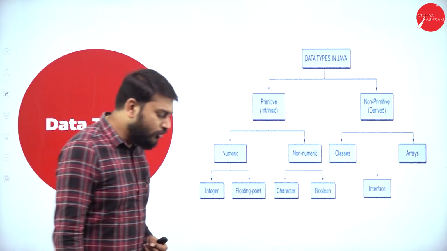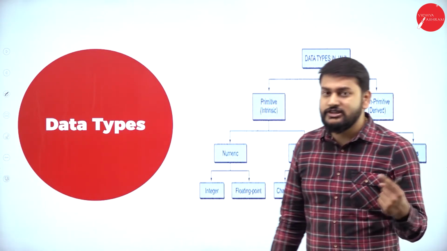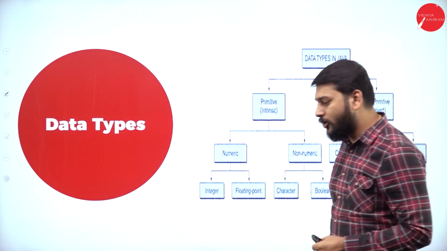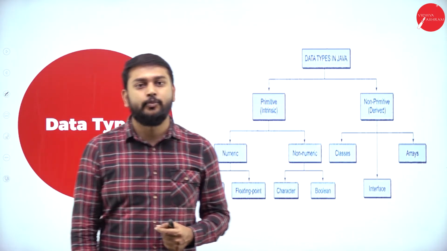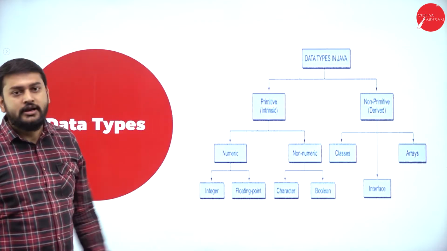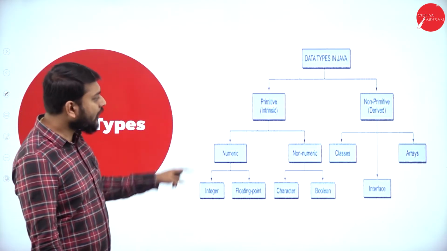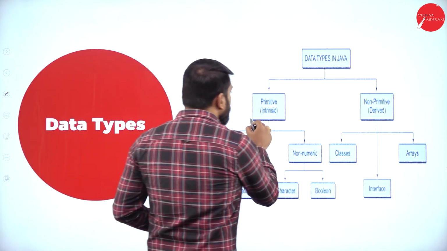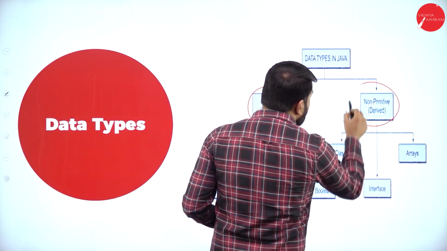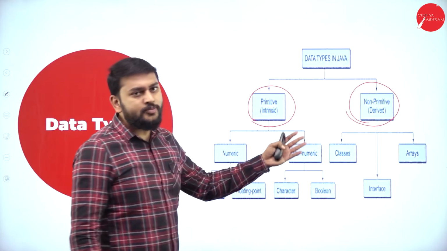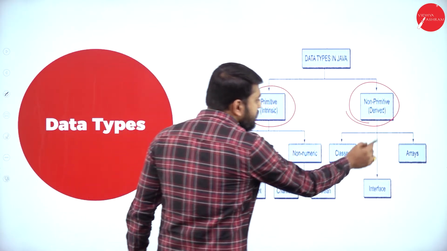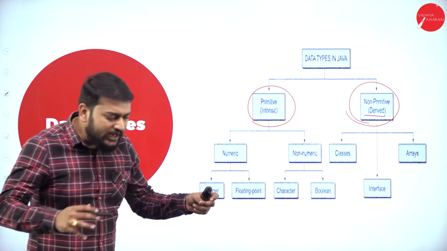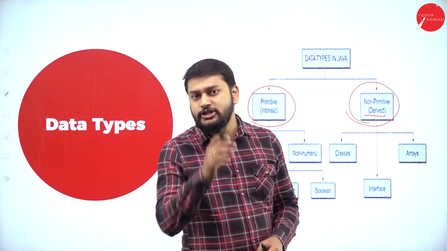So I want all of you to please make a note of these different data types that we have. This is going to be very important for your exam point of view. So fine, I have the data types in Java. When it comes to data type, it is classified into two types. One is primitive, another one is non-primitive. When it comes to non-primitive, please understand we also call this a derived data type. What exactly the meaning of derived data types is, please make a note of it.